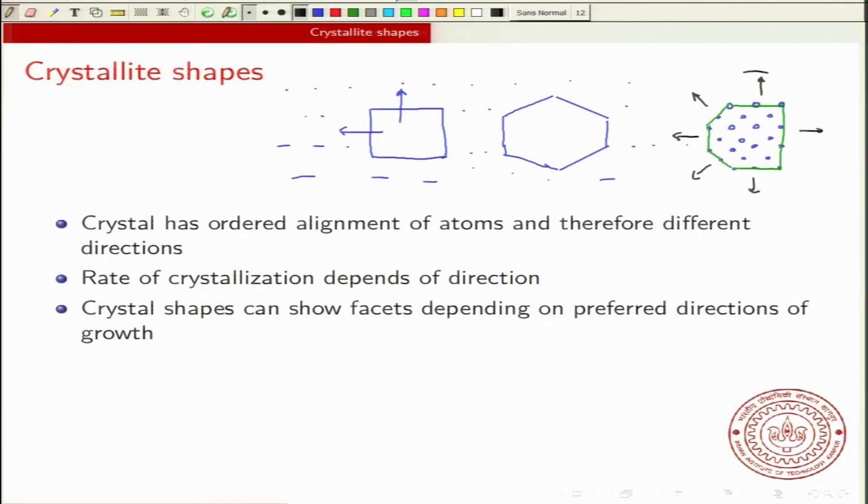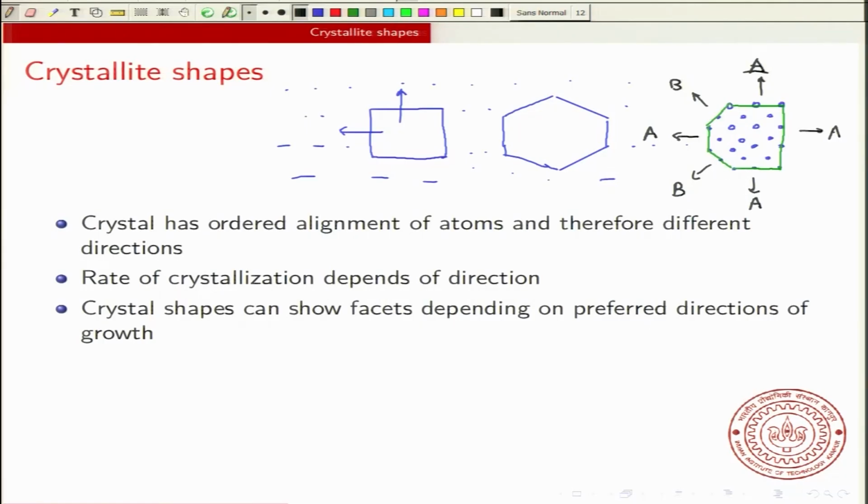So let us take this crystal again. Let me call this direction A and this direction B. Now if the rate of growth is faster along B and slower along A, and I am just taking a square symmetry, so all these directions are A. Now if the rate of growth is faster along B and slower along A, then what will happen is that this B will move a lot faster, and this A is moving a lot slower.